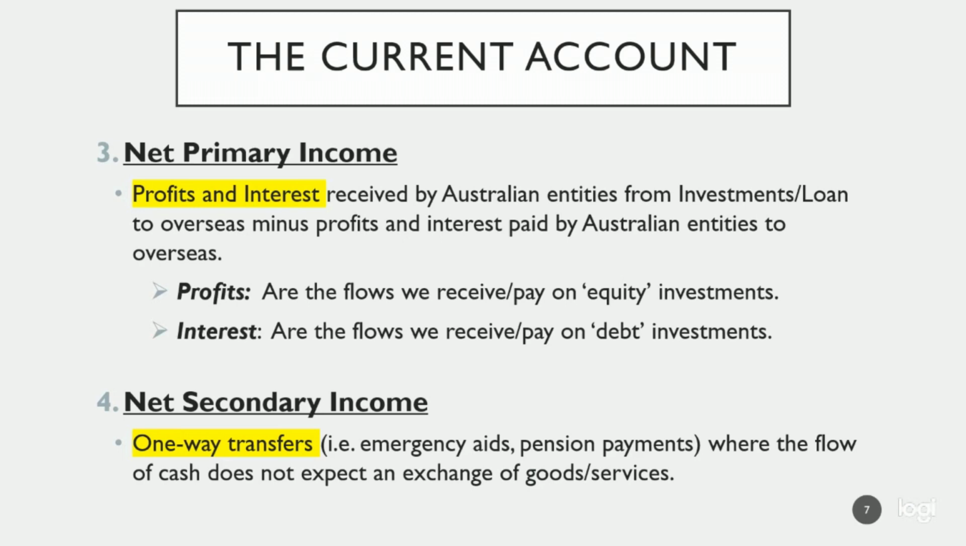Now for net secondary incomes, these are typically about transfers. How you define a transfer is when there is no exchange of goods and services. So it's a one-way payment or a one-way transaction. And so some examples of one-way transfers are things like foreign aid and also pension payments to maybe citizens that are currently living overseas but have still retained their citizenship in Australia or whichever country that they've come from.